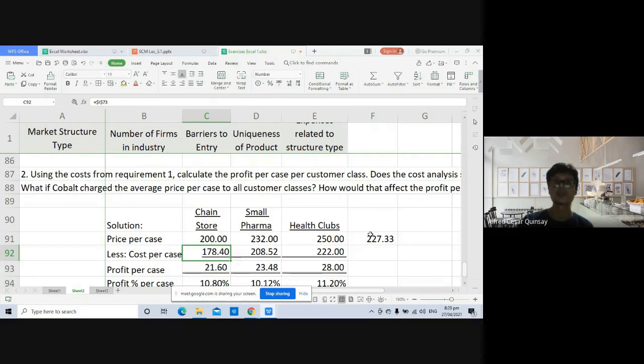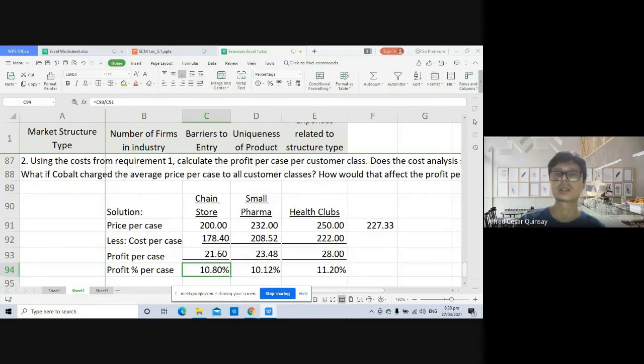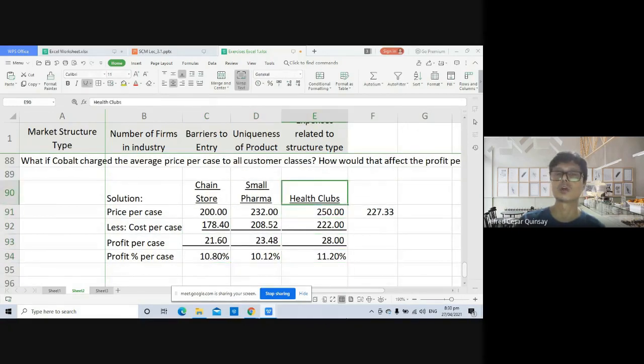So syempre mas malaki na yung presyo niya diyan eh. So this assumption may be wrong. The chain store may well refuse to buy any product from Cobalt, leaving Cobalt with fewer units sold and overall a lower profit from the remaining customers. So maapektuhan yan pagka once na nagkaroon ng price change. So ganun kahalaga yung price change, no? So hindi mo pwedeng i-average na lang yan sa tatlo. Unang-una magkakaiba yung kanilang mga customers.